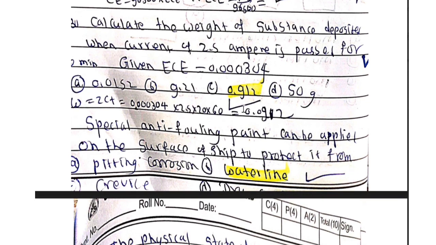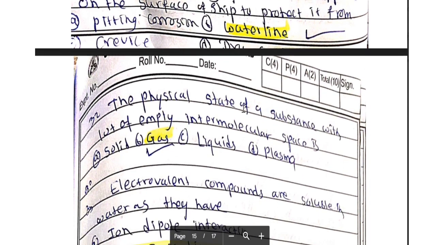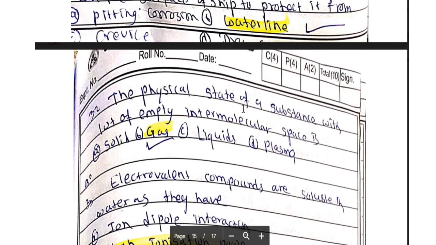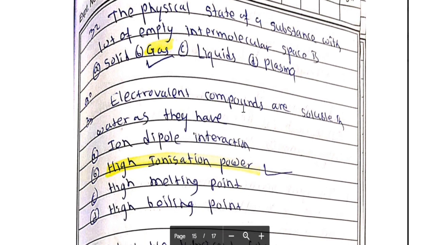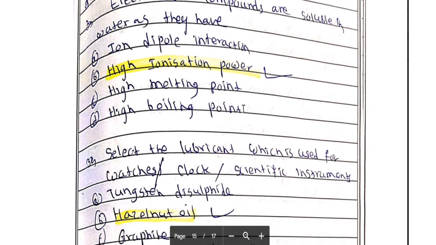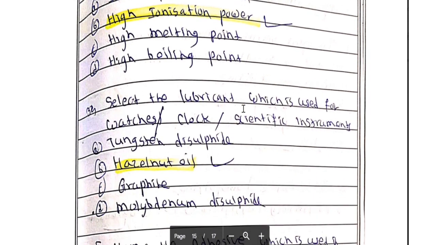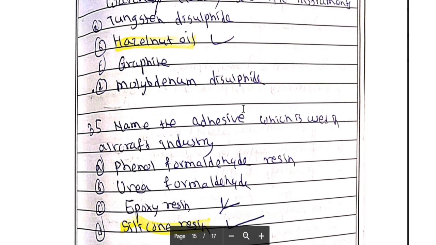Special anti-fouling paint can be applied on the surface of ship to protect it from waterline corrosion. The physical state of substance with lot of empty intermolecular space is gas. Electrovalent compounds are soluble in water as they have high ionization power. Select the lubricant which is used for watches, clocks, scientific instruments: hazelnut oil.